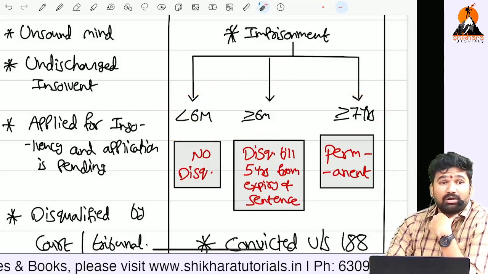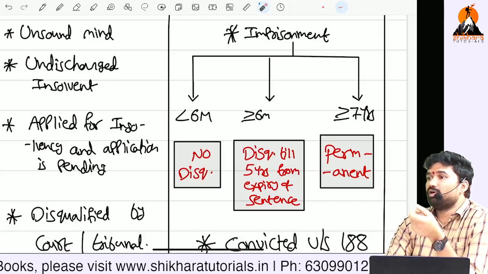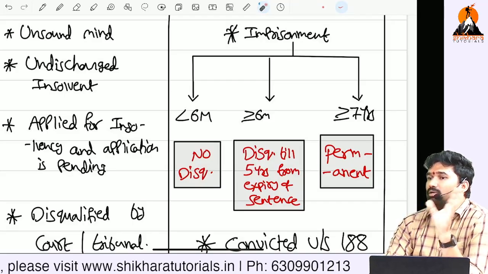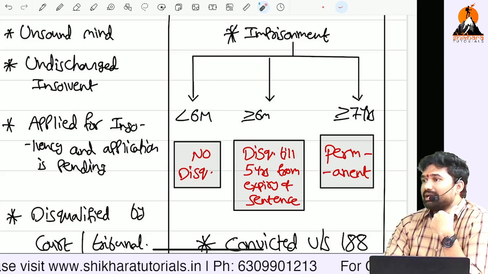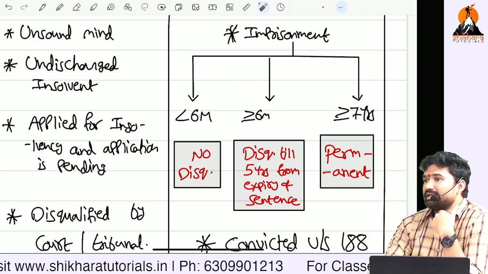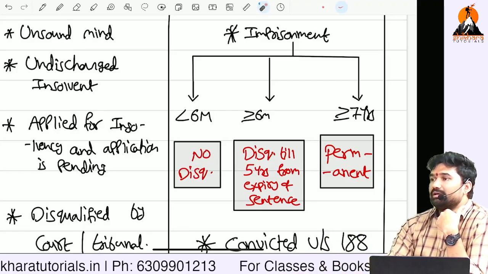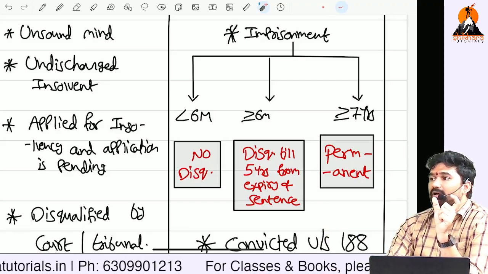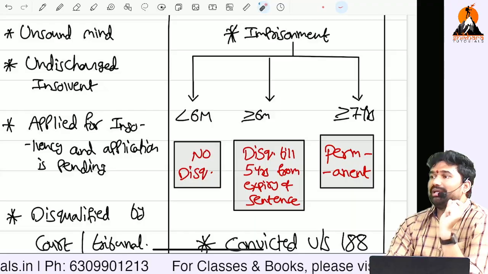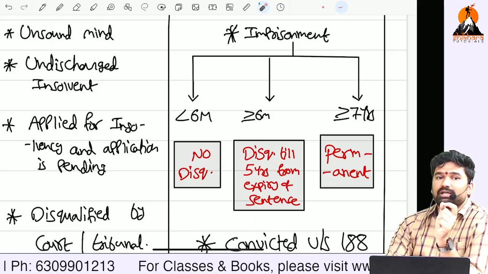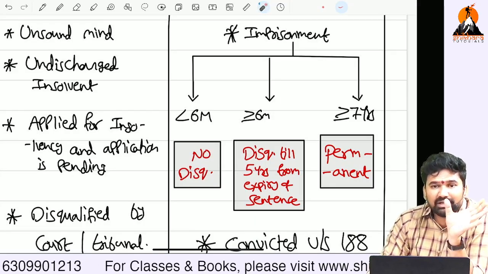The imprisonment ground is immaterial. Whether it involves moral turpitude or not, don't care. It may be a drunken drive case, it may be a murder case, rape case, divorce case, molestation case, whatever the case it might be. What is important is the period of imprisonment. That is the only criteria. On that criteria, your directorship disqualification will be decided.